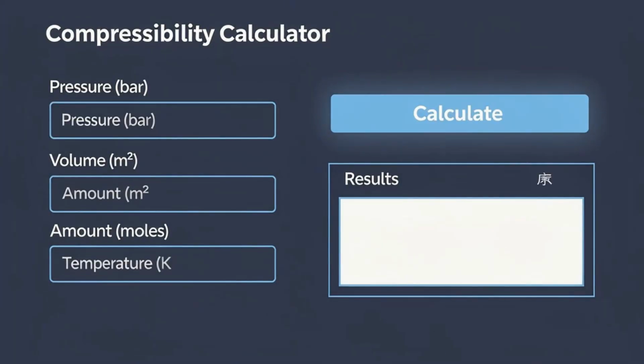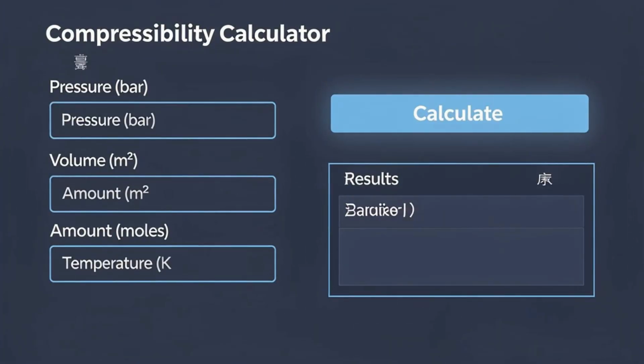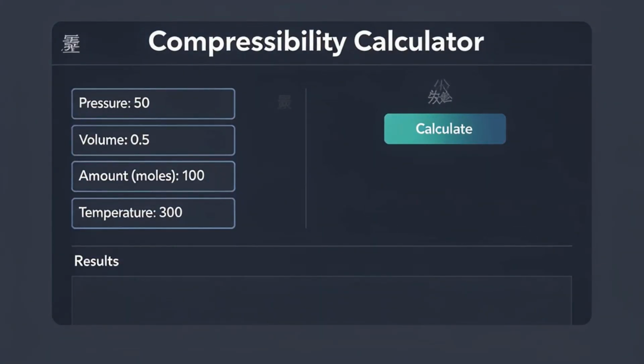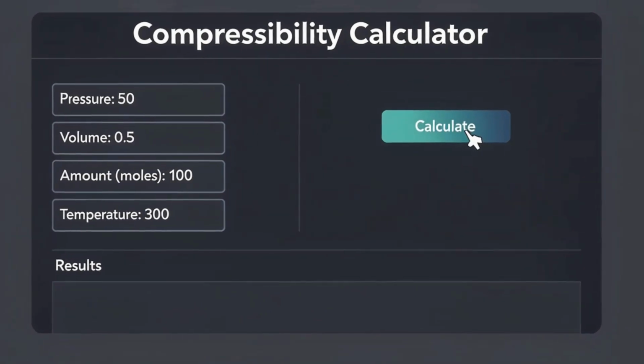Let's enter our values. Pressure is 50 bar, volume is 0.5 cubic meters, moles is 100 moles, and temperature is 300 Kelvin. After clicking Calculate, the results appear below.